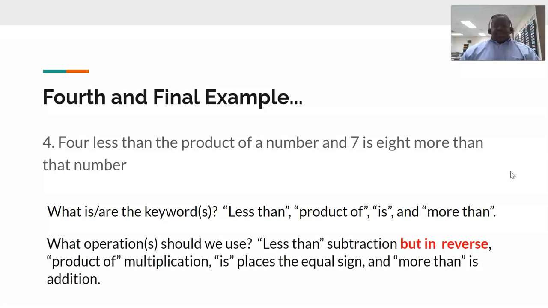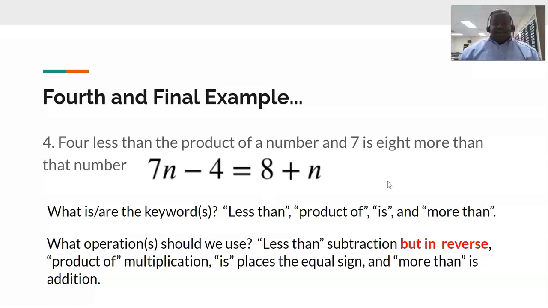What operation should we use? Less than is subtraction, but remember, that's where we have to reverse it or flip it. Product is multiplication, is is the equal sign. So the product of a number and 7 is 7n, minus 4. Is is our equal sign. Then 8 more than is addition, than a number. So 8 plus a number.